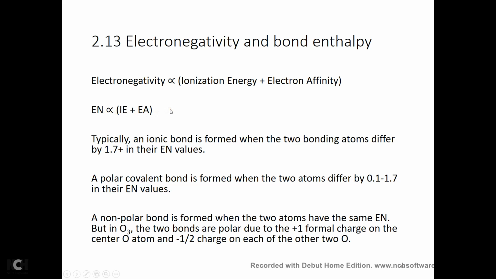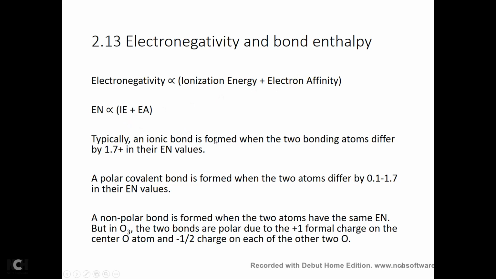So this is why cesium has the lowest electronegativity, because it has the lowest ionization energy and the lowest electron affinity. And also fluorine has the highest electronegativity, because fluorine has the highest ionization energy and almost the highest electron affinity.